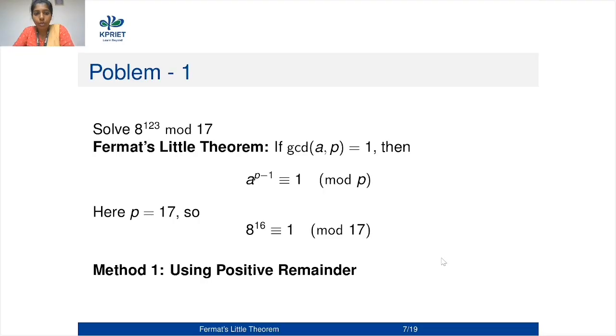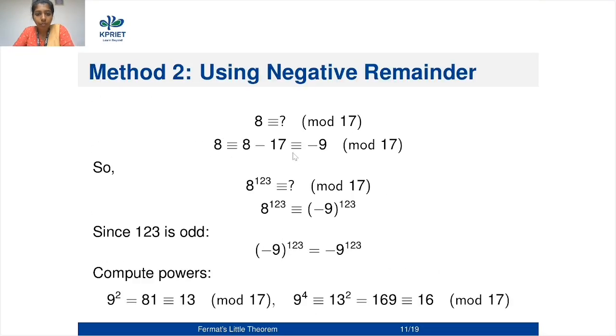So according to this, a minus 17 is equal to minus 9. So for a, the remainder is minus 9. So further, I want to find the powers of 123. For 8 power 123, I want to find the remainder.